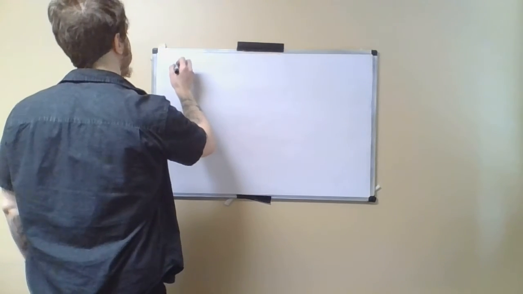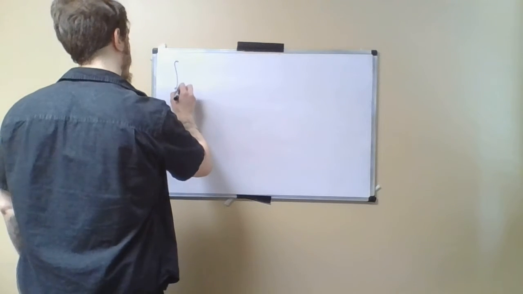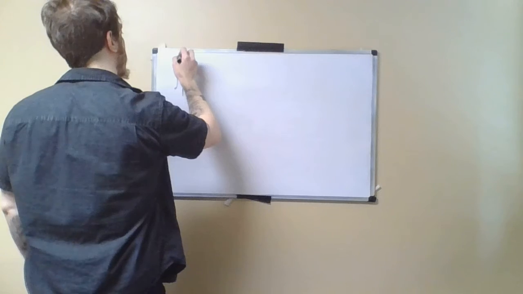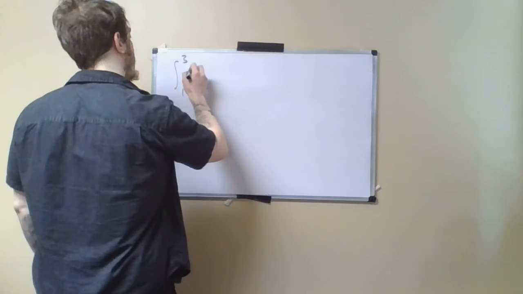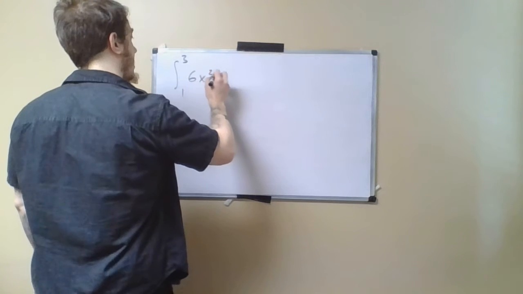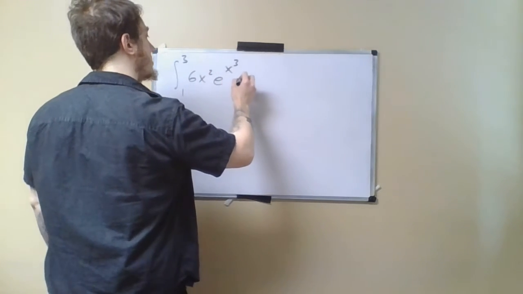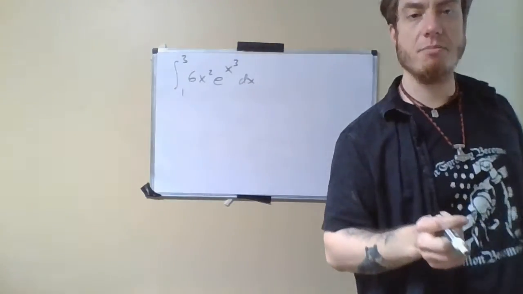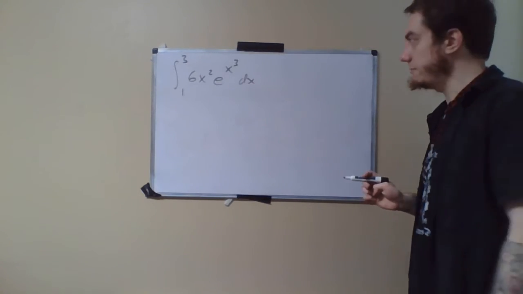Let's suppose that I ask you to do the integral from 1 up to 3 of 6x squared e to the x cubed dx. All right, so take a minute to try to solve this problem, and then we will come back and work through this together.